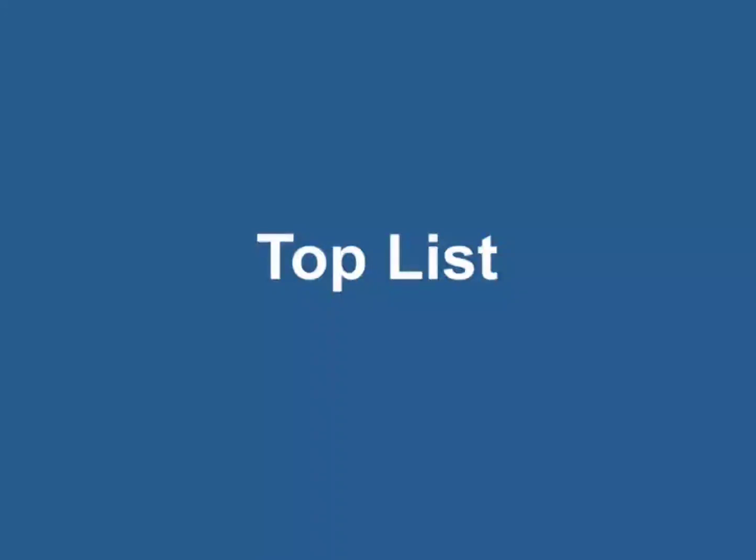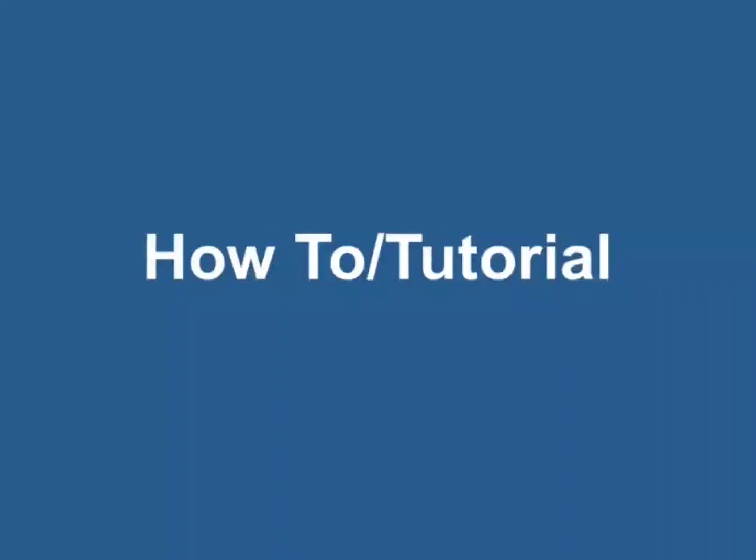So if you're in the music niche, you could write about the top 10 songs of November. If you're in the weight loss niche, you could write about the top 7 ways to lose weight, and so on. The next type of content is a how-to or tutorial. This essentially is a guide on how to do something. An example would be how to lose 10 pounds in 7 days.